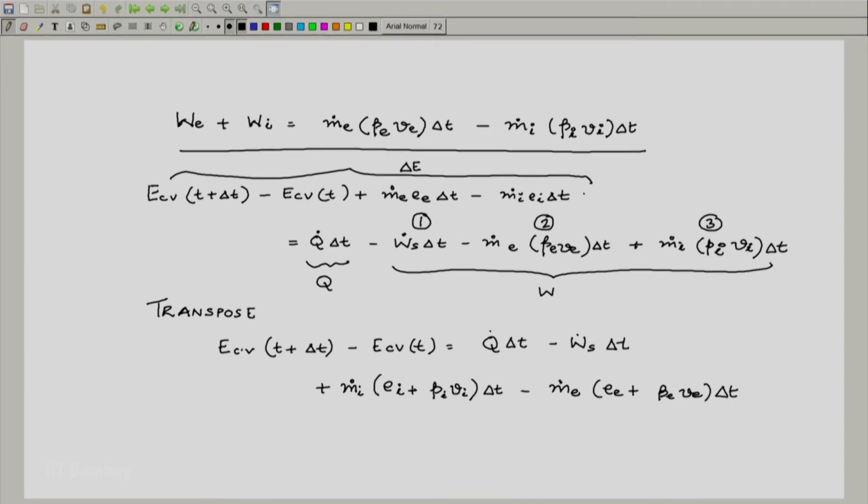So, what we have done is we have transposed the terms and taken all terms considering the energy of the control volume on the left side. This is ECV at t plus delta T minus ECV at time t, and on the right side we are writing the heat transfer and work transfer, the regular ones, and we have added the terms which involve the incoming energy at the inlet plug along with the work done term at the inlet plug, and similarly the outgoing energy and the work done at the exit. So, we will now come up with an expression for EI and EE.